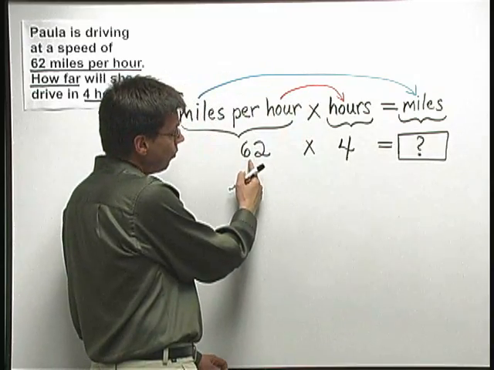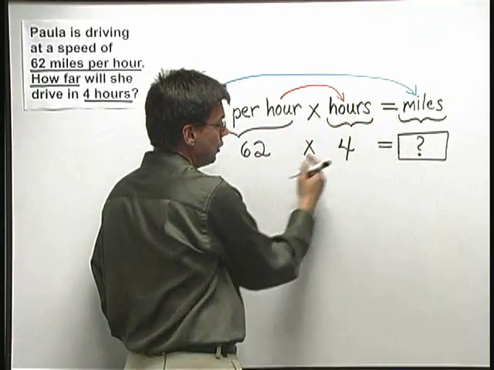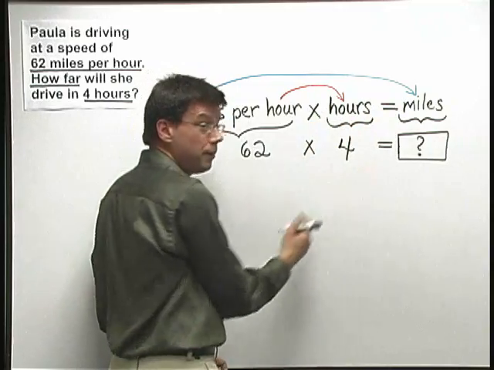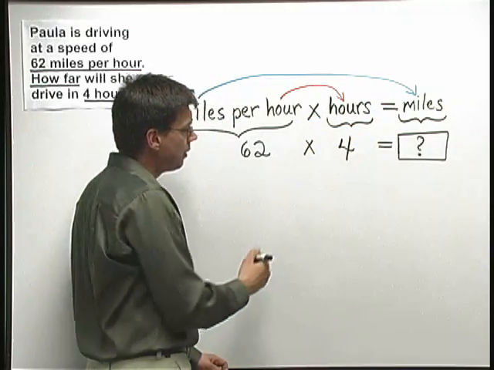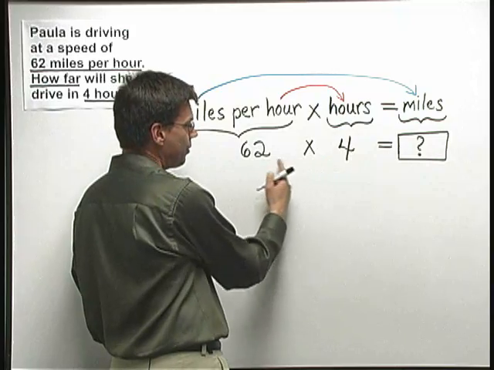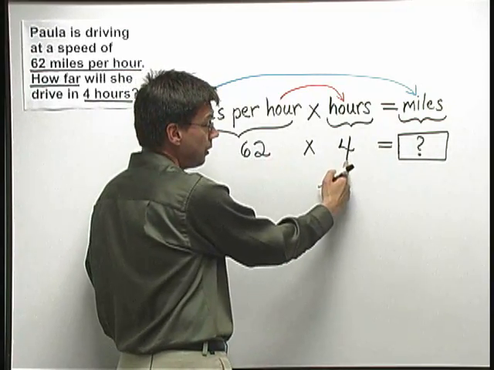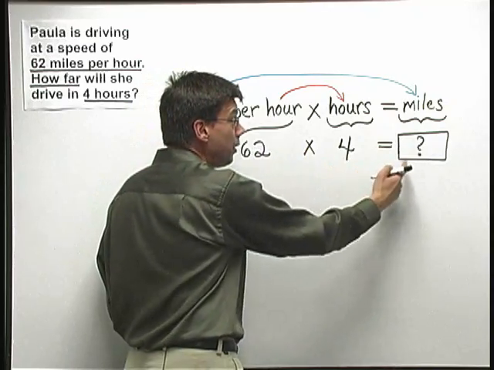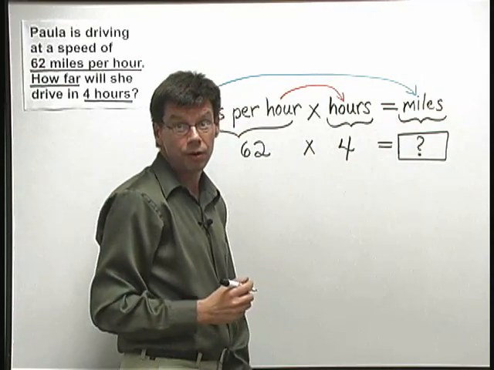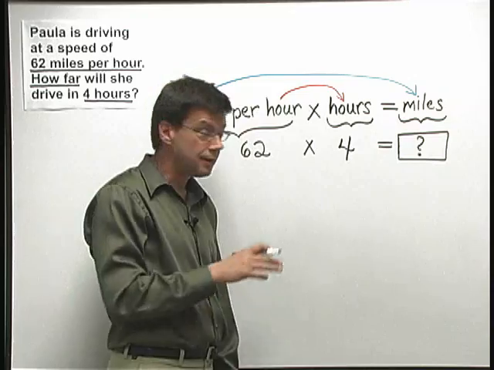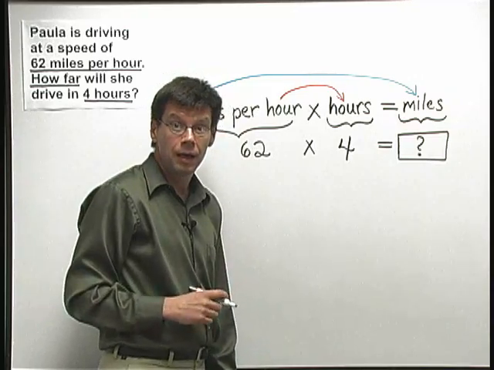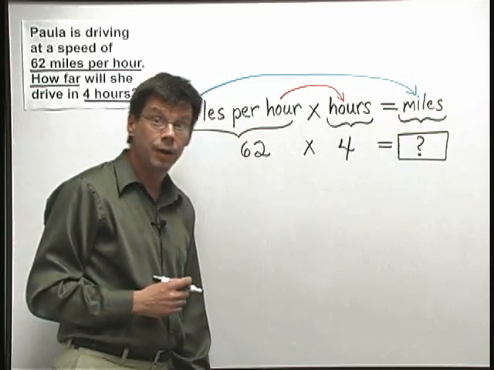So now we've taken our unit equation and set up a missing number statement. The missing number statement shows that if we multiply 62 miles per hour times 4 hours, we'll get the number of miles that we're trying to find. That's exactly what we did in our shorter way just a few minutes ago.